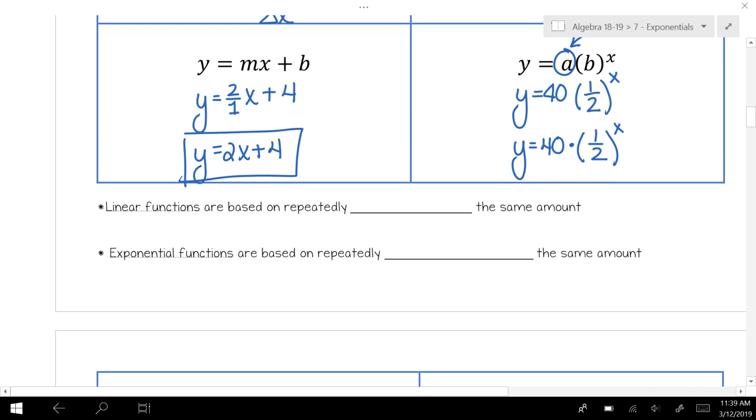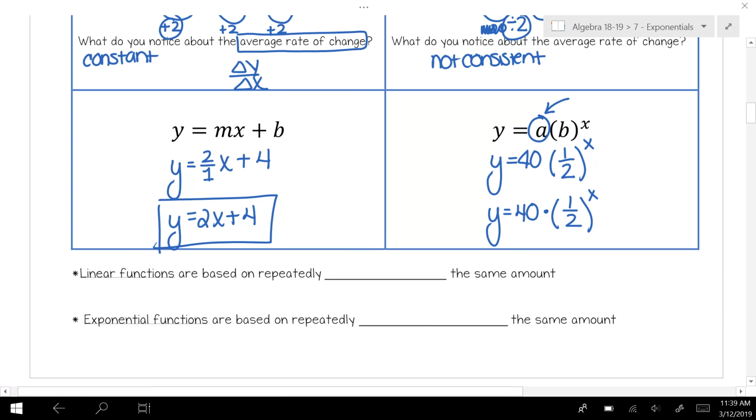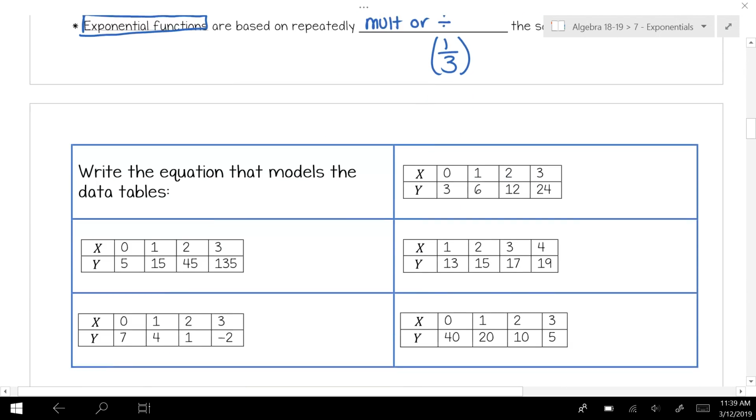So linear functions, I think you can see here, are based on repeatedly adding or subtracting the same amount. And when you're looking at exponential functions, you're repeatedly multiplying or dividing by the same amount. But with exponentials, if we're going to do division, we just multiply by the reciprocal. So instead of saying divided by 3, we would write that you're multiplying by a third. That means the same thing.